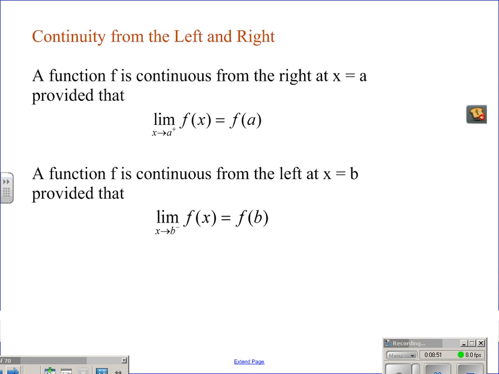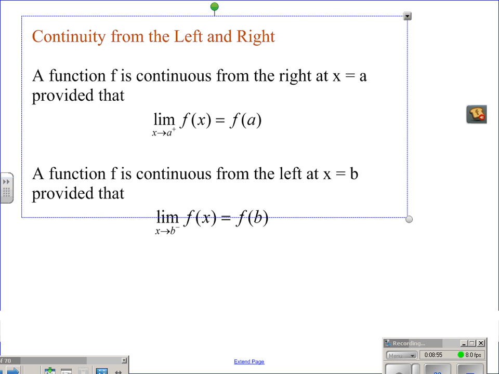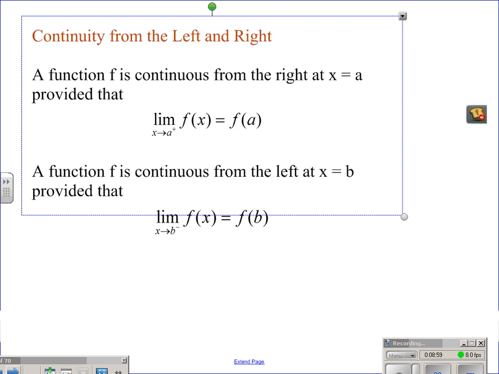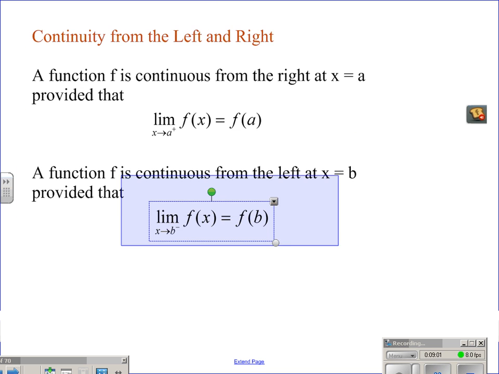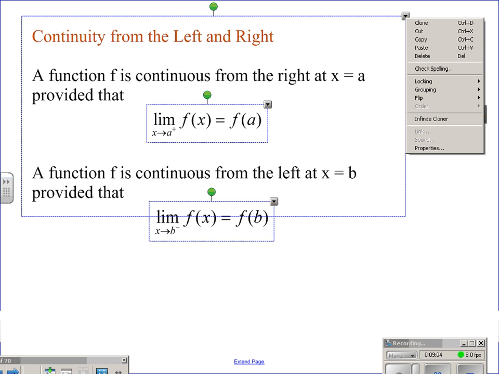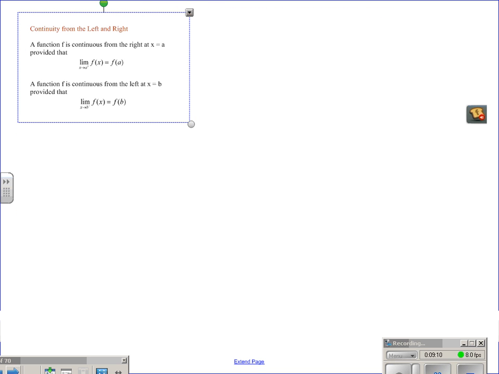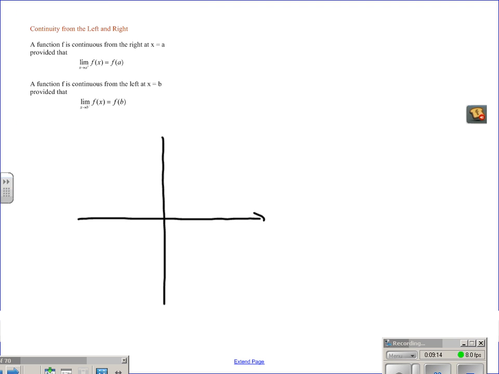So what that means is, let's actually draw some graphs here to help us out. So this might be a little hard to understand, so I'm going to try to make this a little easier for us to understand. Let's start with two graphs that are almost exactly the same.